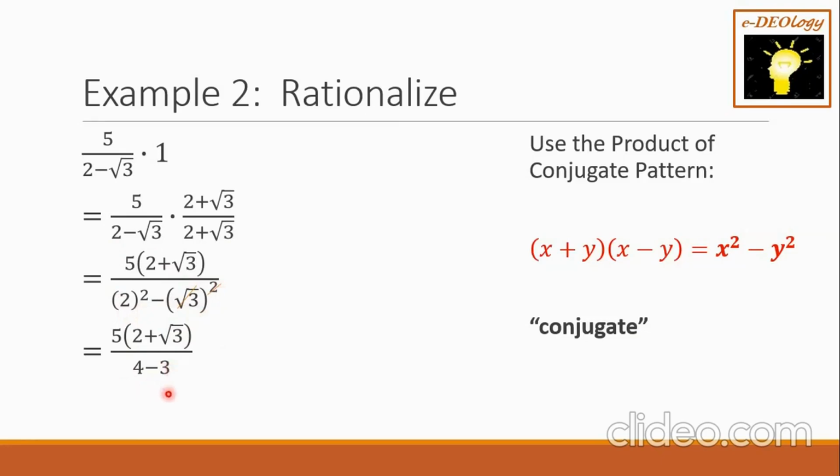So this is 4 minus 3. When we simplify further, the 4 minus 3 becomes 1. And the same numerator is here. And for the final answer, we simply remove that denominator 1. So this is our final answer.